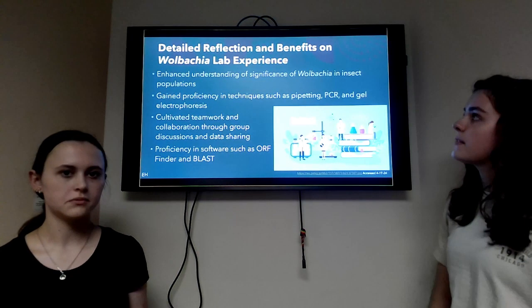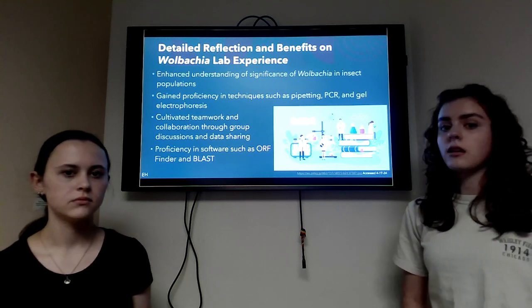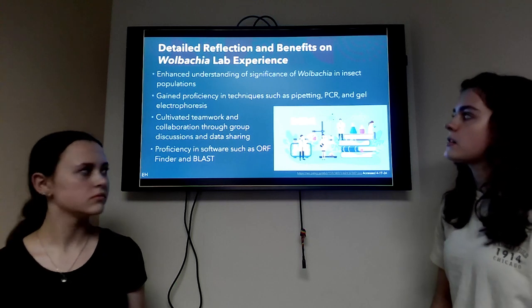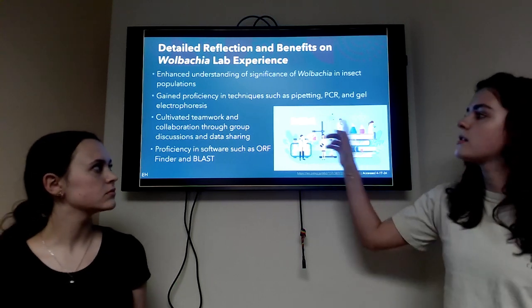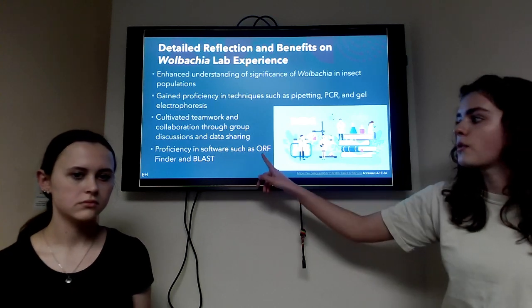And some individual benefits that I got from the Wolbachia lab experience were an enhanced understanding of the significance of Wolbachia in insect populations. I also gained proficiency in techniques such as pipetting, PCR, and gel electrophoresis. I also learned proficiency in using software such as ORFinder and BLAST.